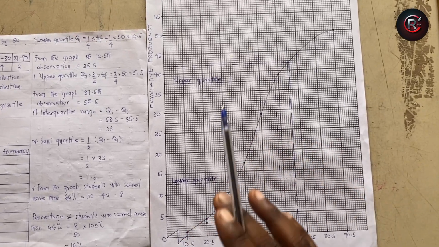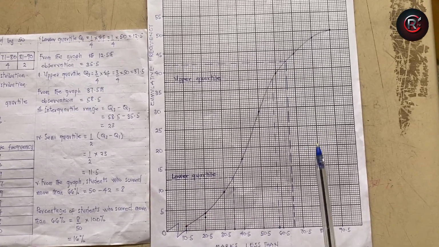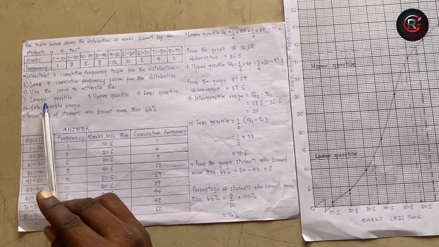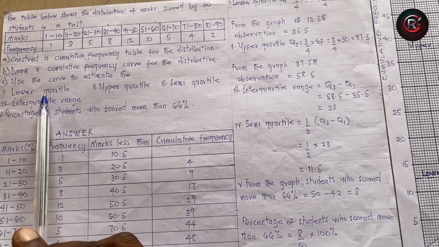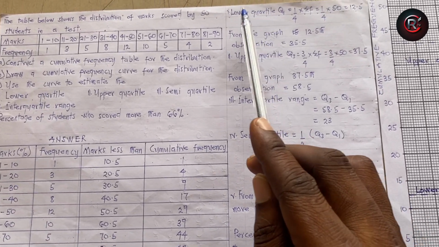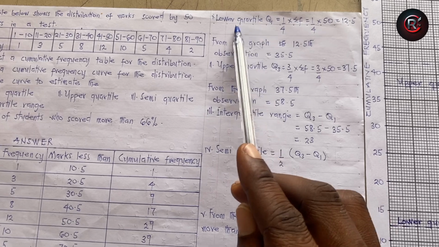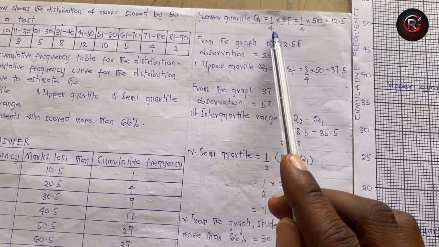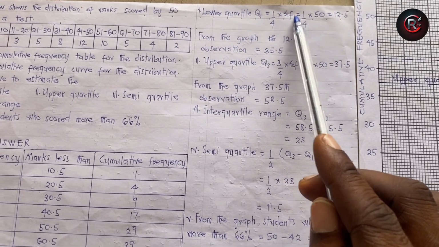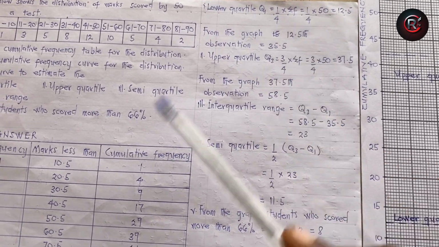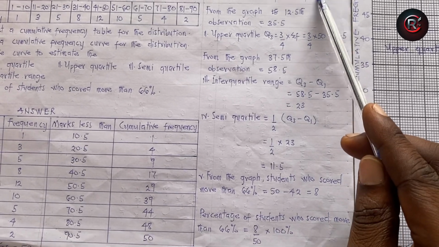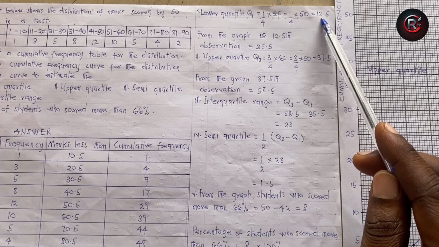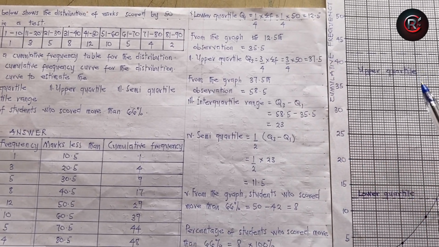All right, let us see how we can use this curve to answer some few questions. First of all, we have been asked to calculate our lower quarter. We can also call it the first quarter. The formula is given as 1/4 times summation of f, which will be equal to 1/4. When we sum the f from our table, we are getting 50. So 1/4 times 50 will give us 12.5.